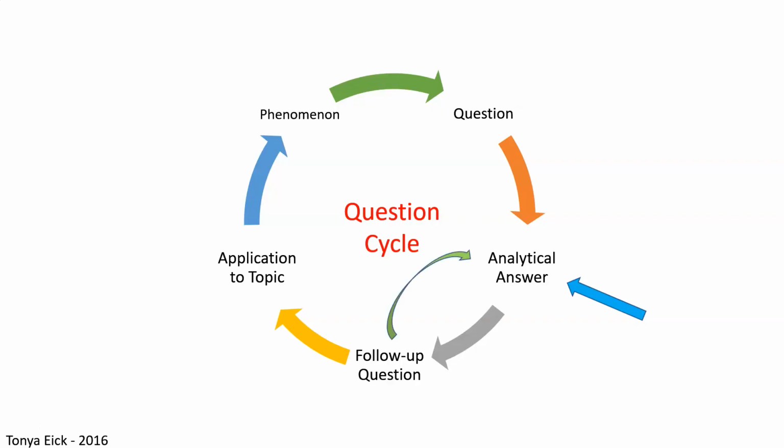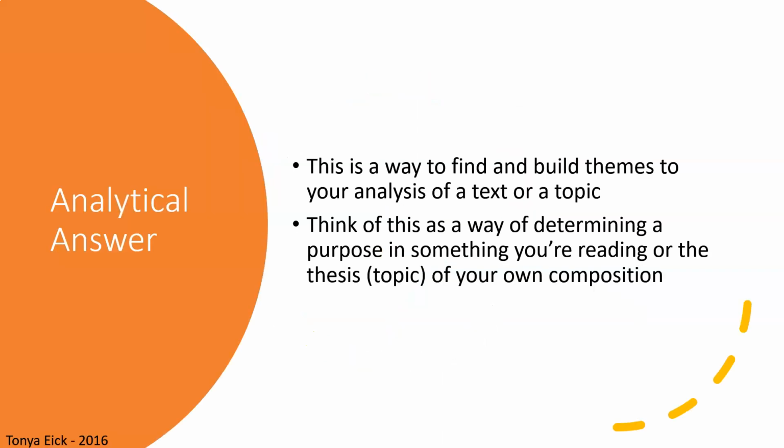Now, it's similar to that process of the follow-up questions as well. For the answers to each of those questions, you might come up with several different themes, different ideas. So it's important to think about how you can go back and continue to ask questions and build more and more information based on that original answer you had. And then the answers to each of those follow-up questions become the connections that you make. They become the details and the analysis that you need to present or understand about this particular topic. So as we go back to that analytical answer, this helps you find and build themes for your analysis of a text or a topic.